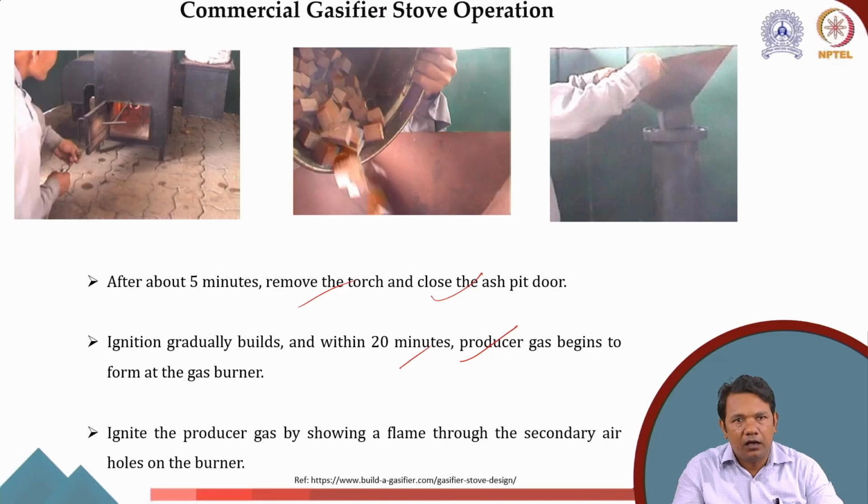Because you want to use that producer gas, you ignite it at the burner, and then you start cooking whatever you want. In the burner, there is secondary air, but you don't have to supply it. The burner pipe is designed in such a way, with perforated holes, that it can suck in the air while the gas is moving upward from the gasifier to the burner.